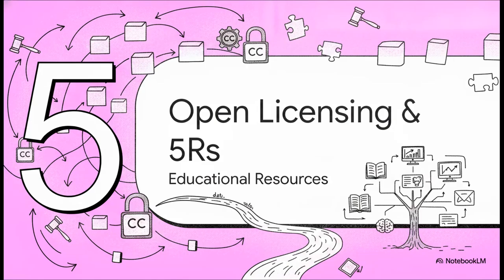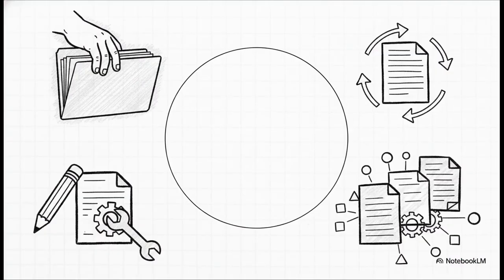All right, Section 5, open licensing and the 5 Rs. Once you've found accurate info, you've got to navigate the intellectual property laws governing how you can actually use it. Here's the thing. Just because a resource is free to read online absolutely does not mean it's open.